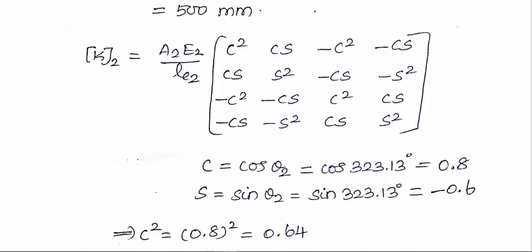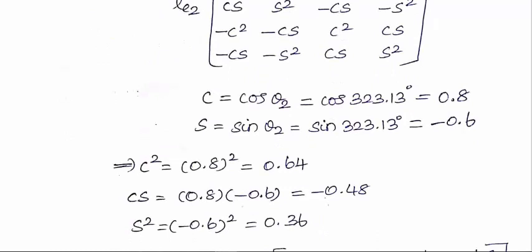Okay. Here C is cos theta 2. Here theta 2 is 323.13. So the C value is 0.8. The S value is sin 323.13, that is minus 0.6. C square is 0.64. CS is minus 0.48.